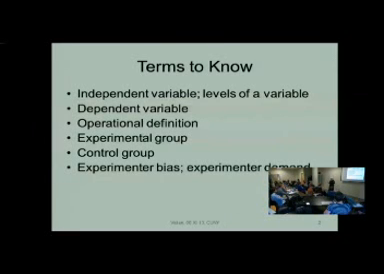I just wanted to ask quickly on experiment demand. I take it that subjects in any experiment are always going to be trying to figure out what's going on. The problem is when their guesses are actually correct, right?